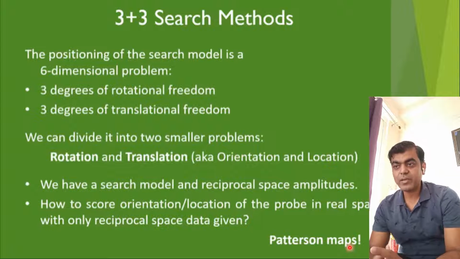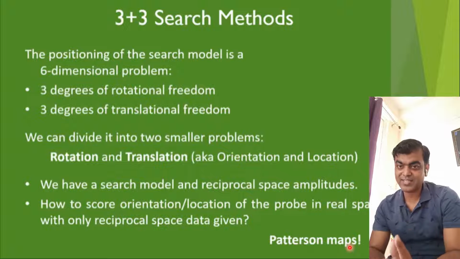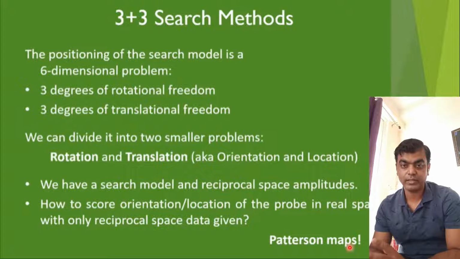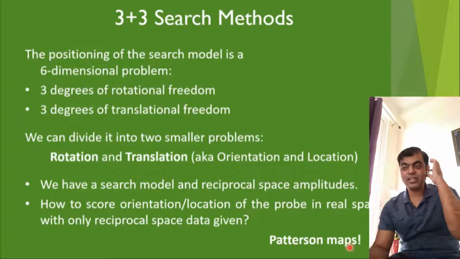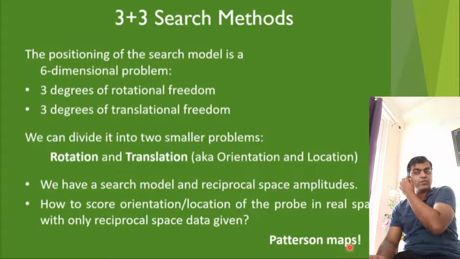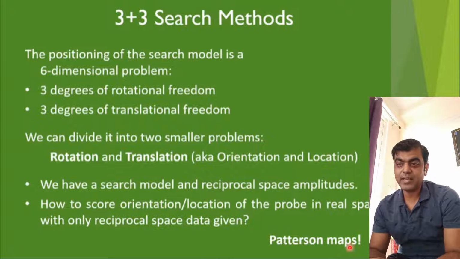Okay, so in this 3x3 model, the positioning of the search model is a 6-dimensional problem. That is, you have to understand, a 6-dimensional problem. That is why 3x3. Now for each molecule, you have 3 degrees of rotational freedom and 3 degrees of translational freedom. So you have to understand this 3 plus 3, and then only you will understand the 6-dimensional problem.